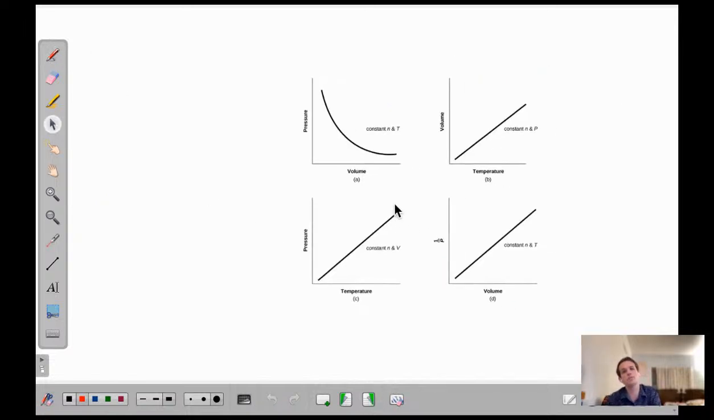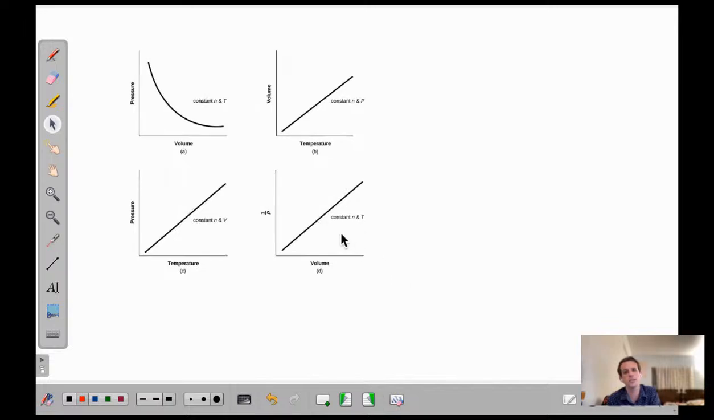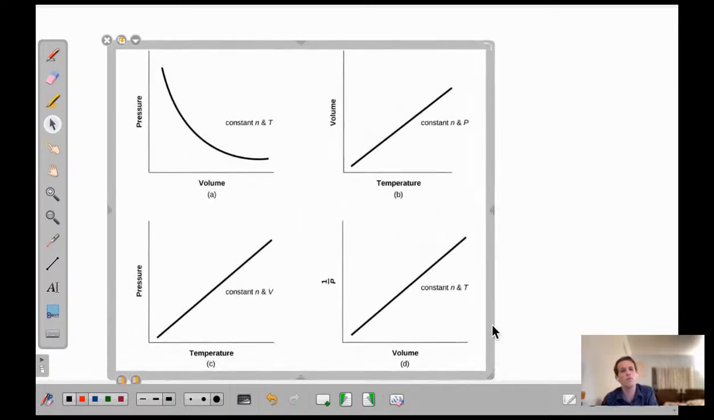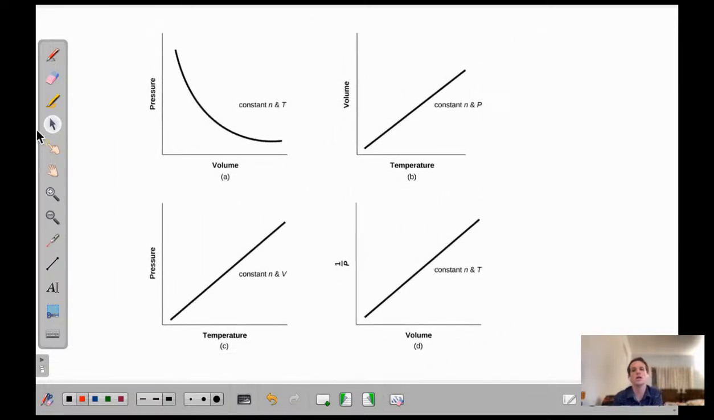Something else they love to put on the AP exam. So if this scares you, you need to overcome that fear. Are the relationships between... So you might notice that temperature and pressure at constant n and V, PV equals nRT, as pressure goes up, temperature goes up. So that's a direct relationship. As pressure goes up, volume goes down. That's an inverse relationship. Graph looks like that.